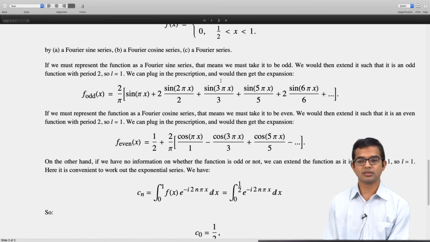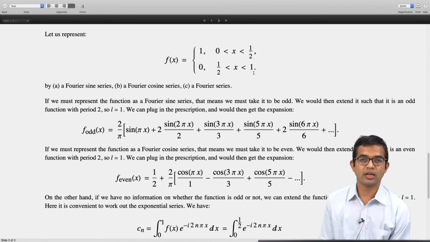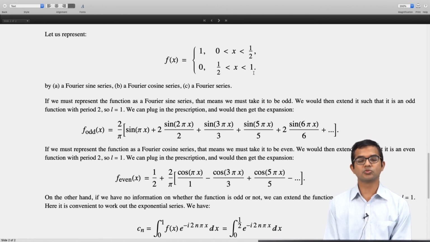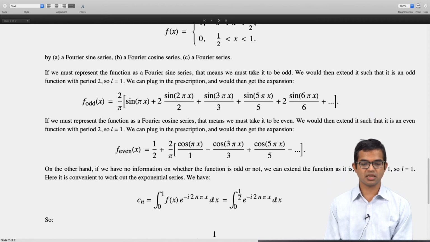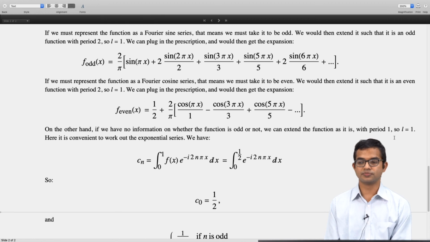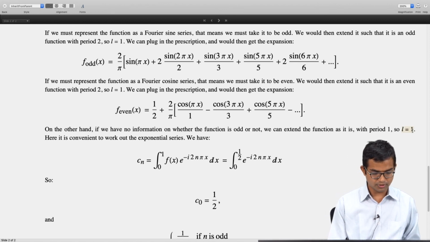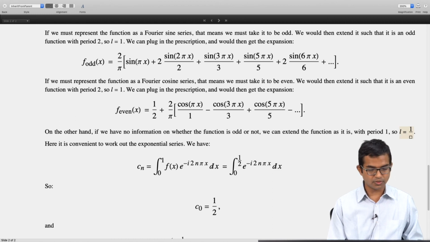So meaning this entire information from 0 to 1, you have to take a copy of this and paste it to the left of the origin, right? So minus 1 to 1 will be your period, whereas here in the third case you just take 0 to 1 itself as your period. So in fact L is equal to half. So the period is 1. So 2L is 1. So L is equal to half, right?